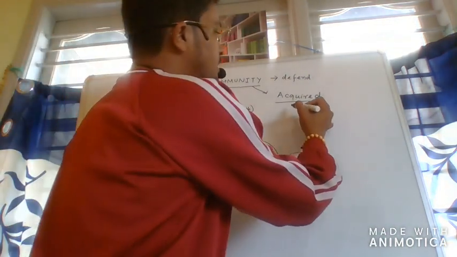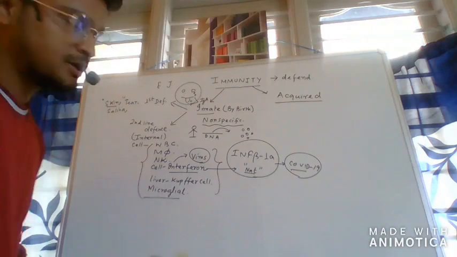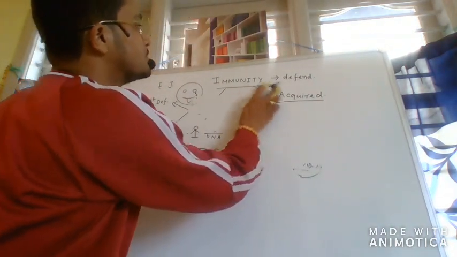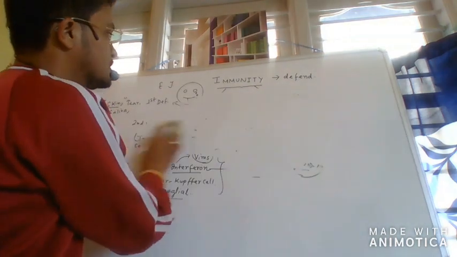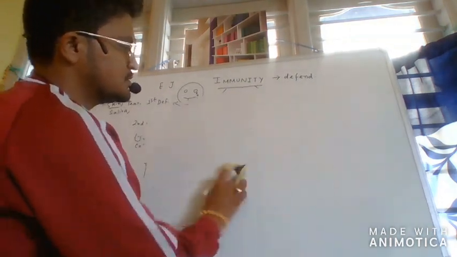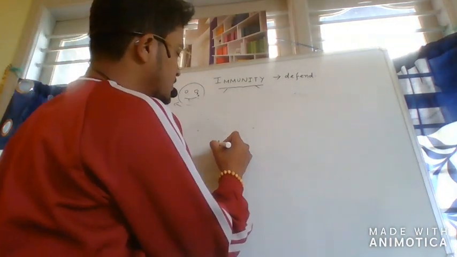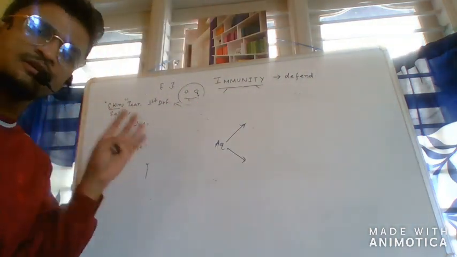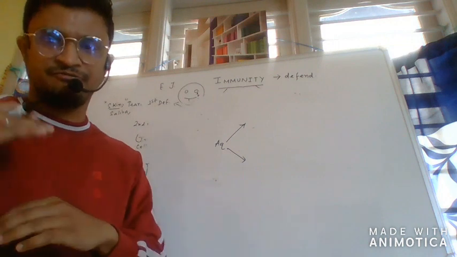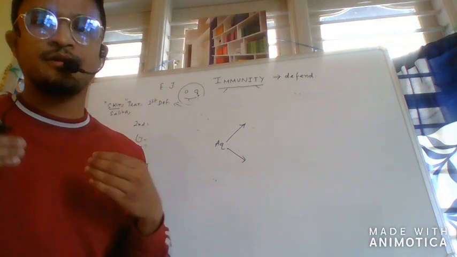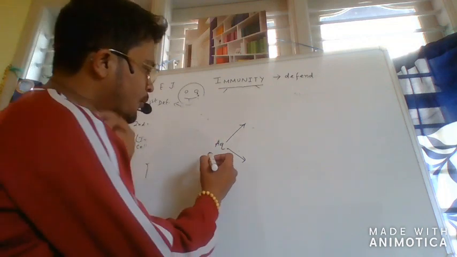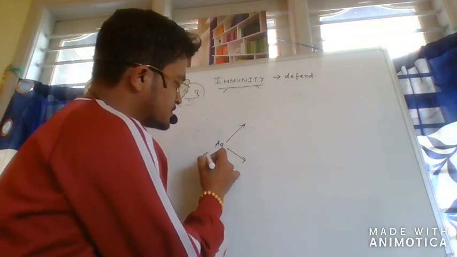Now, acquired immunity, it can be classified. I should clean this one. So let me clean it. So, acquired immunity, again, classified into two. Now we have done first line and second line of defense. First line is the skin, saliva, cerumen, tears, sebum, sebaceous gland that secrete those things, and then acquired immunity is a third line of defense.